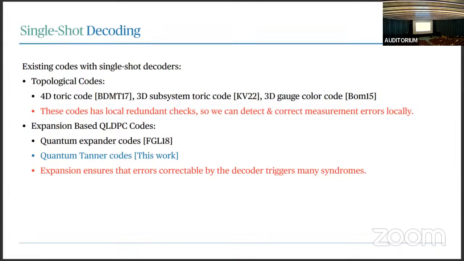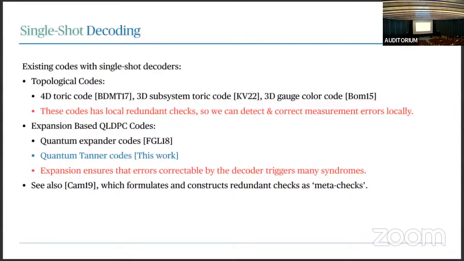And if there's a nugget I would like you to take away from my talk, this will be one of the nuggets. And I would also like to point you to the work by Campbell, which really formulated this whole idea of using redundant checks and also constructed a bunch of codes with redundant checks in the language of using meta checks and using chain complexes, which I think is extremely helpful for understanding single shot. So this is the overview for single shot.